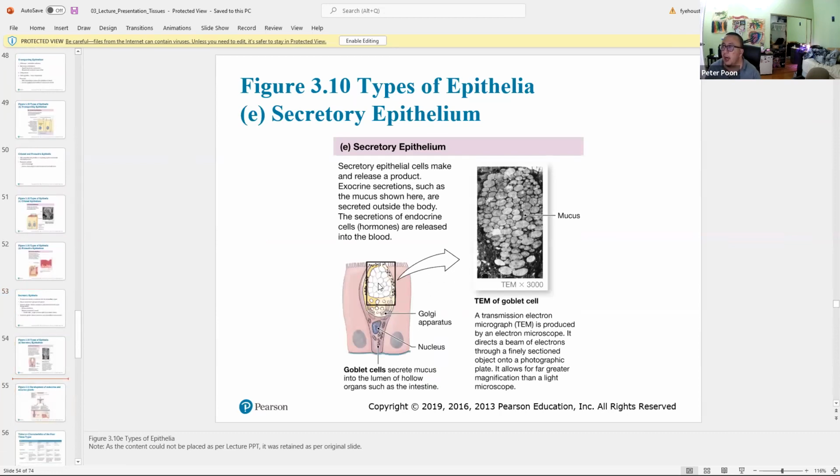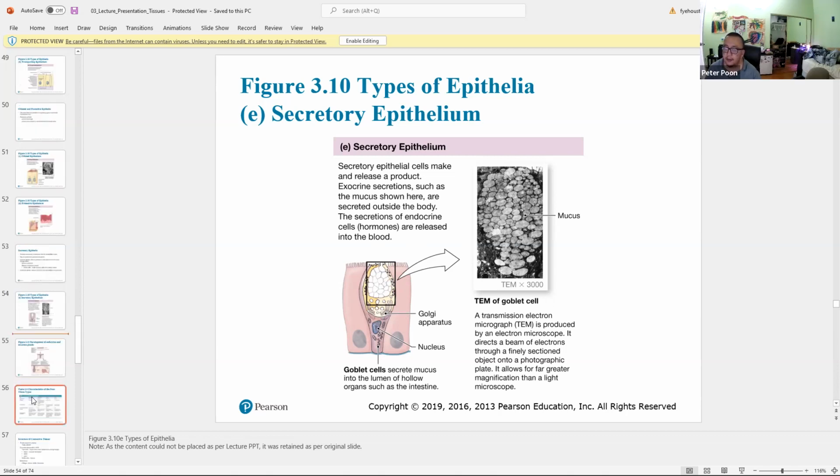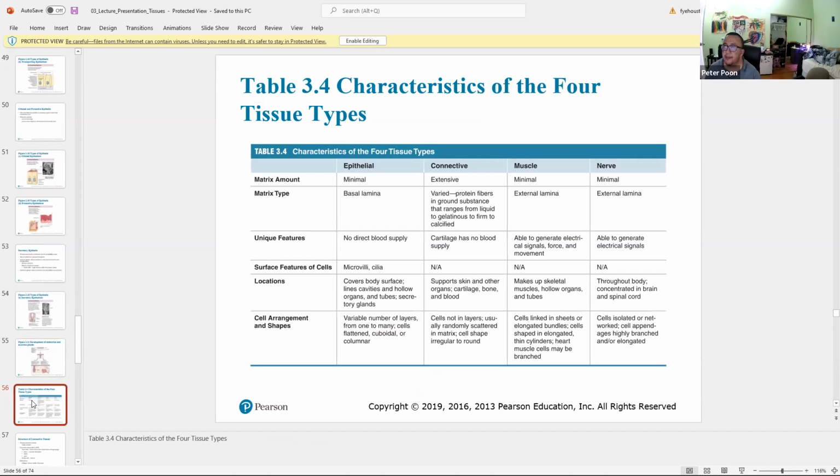And then secretory epithelium. This is secretory epithelium. It needs to secrete stuff to the outside, so they need a larger cell to do that. So these are the large cells that do that. The characteristics of the other four tissue types we've covered, epithelium mostly, but you should know everything in this chart is fair game for the test.